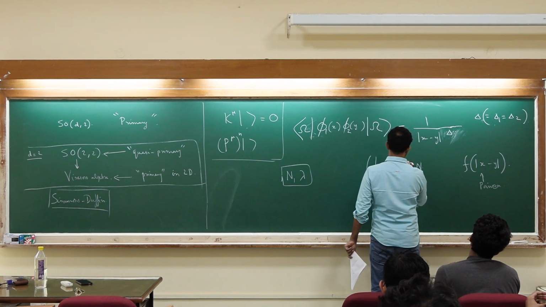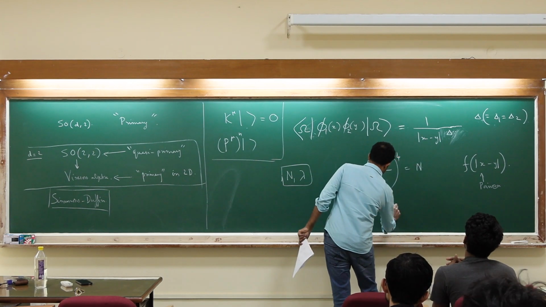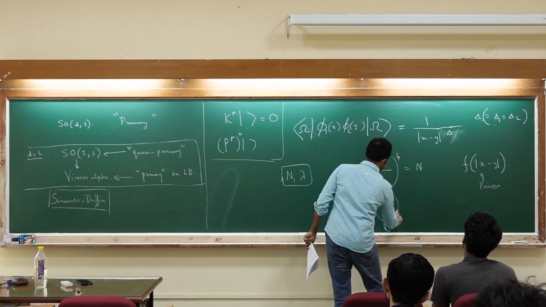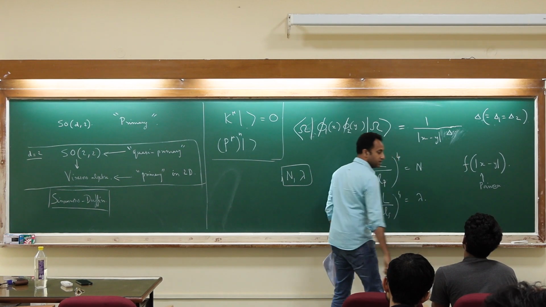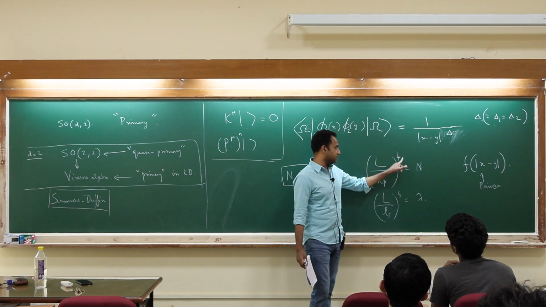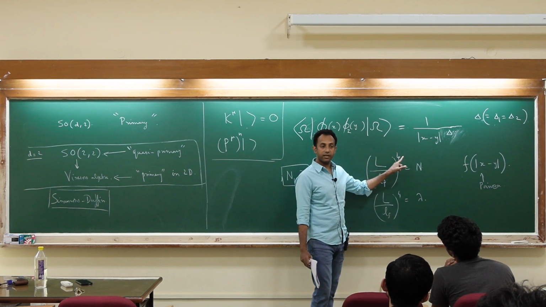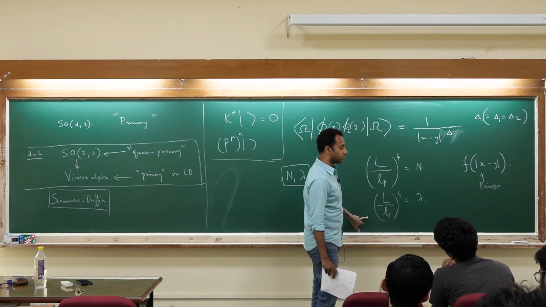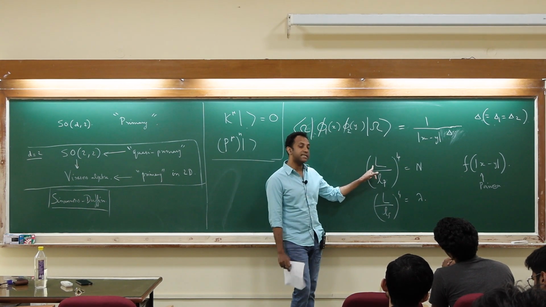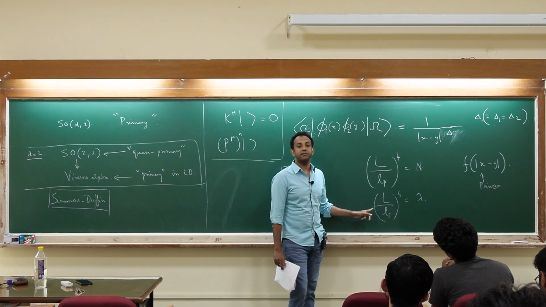sorry, what is it? This is N, and L by L string to the power 4 is lambda. So this power keeps changing depending on the dimension, some positive power, okay? But these were the two expressions that I wrote down. But note that I need the AdS length scale to make this statement.